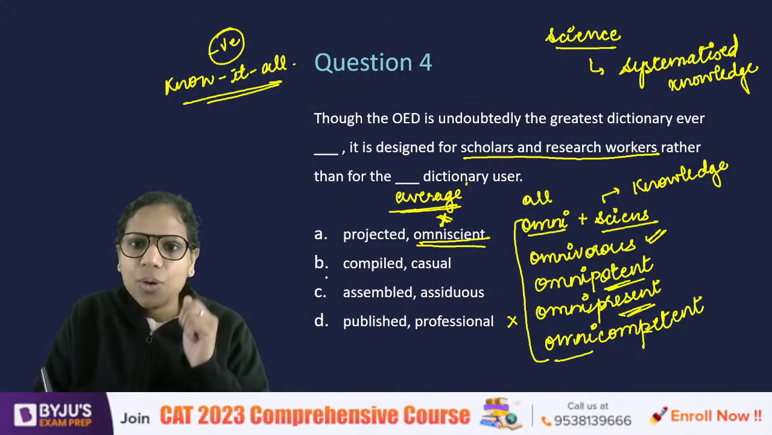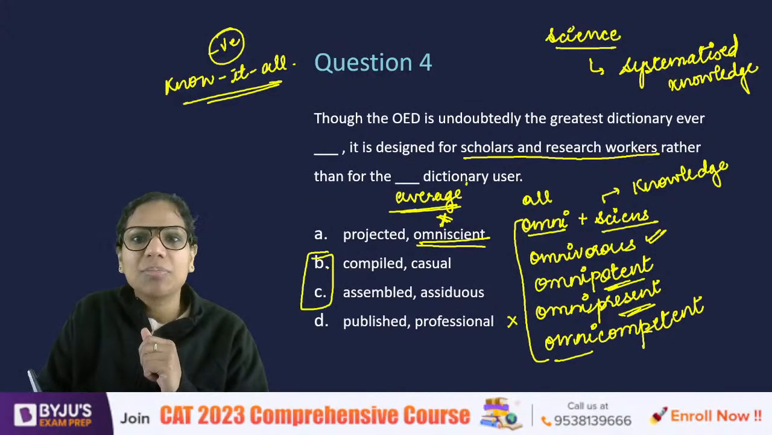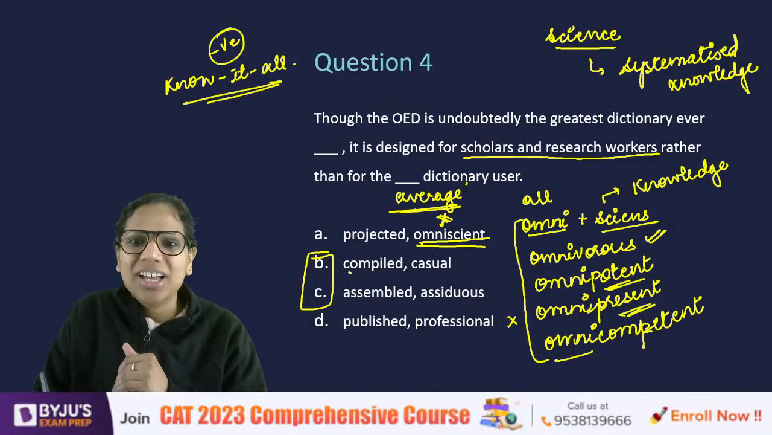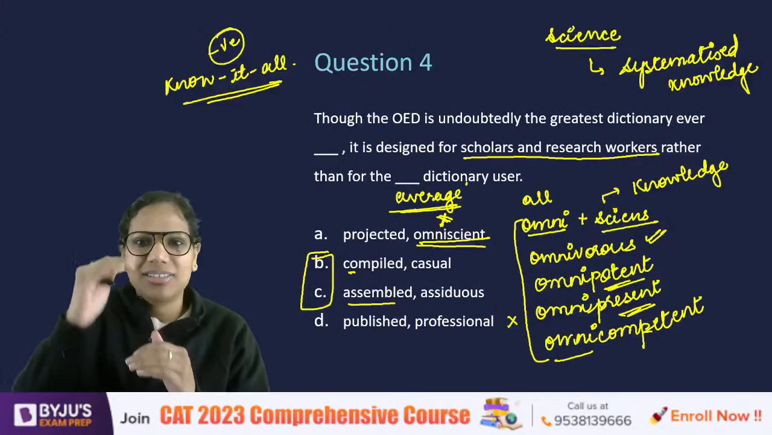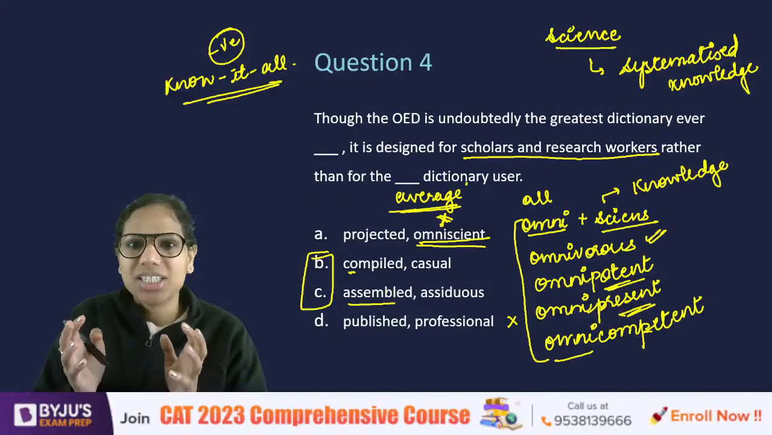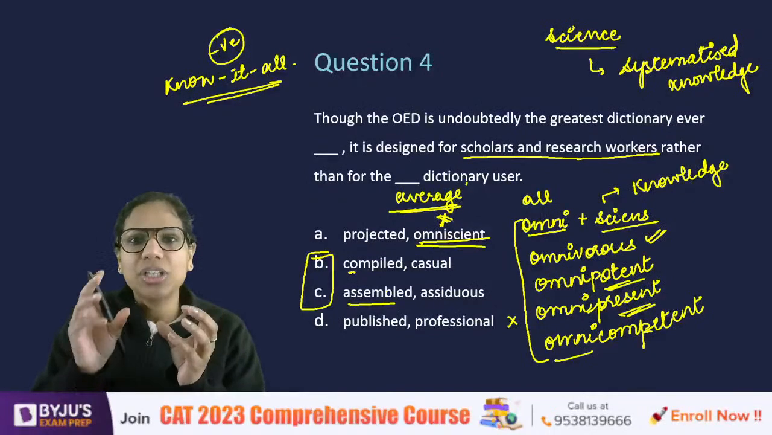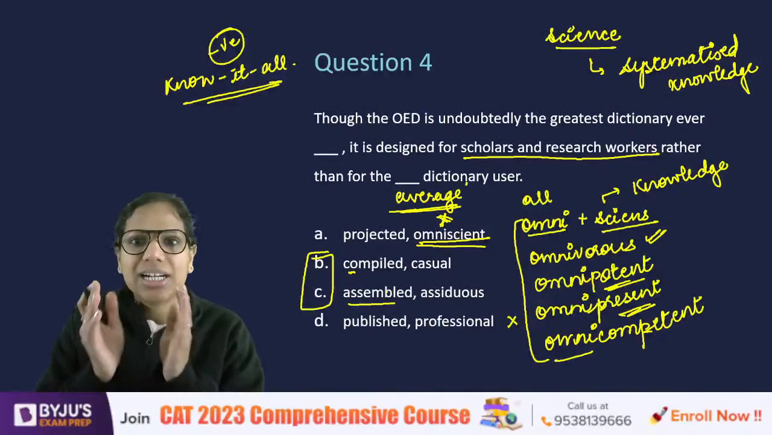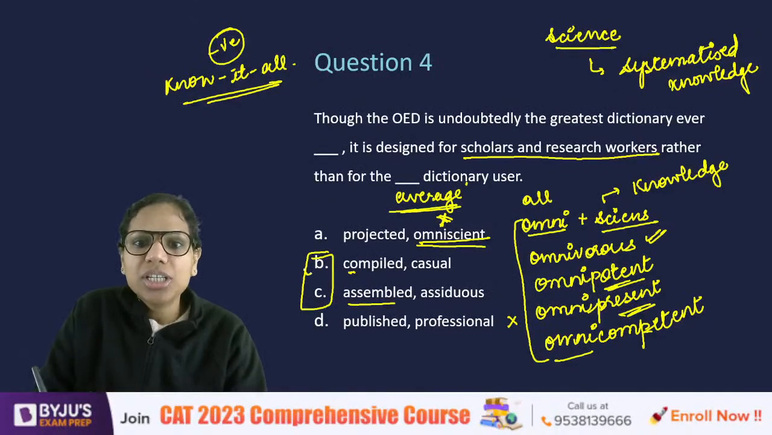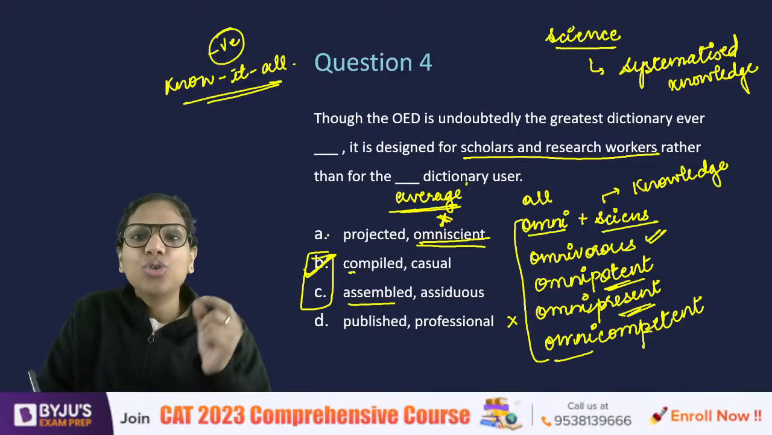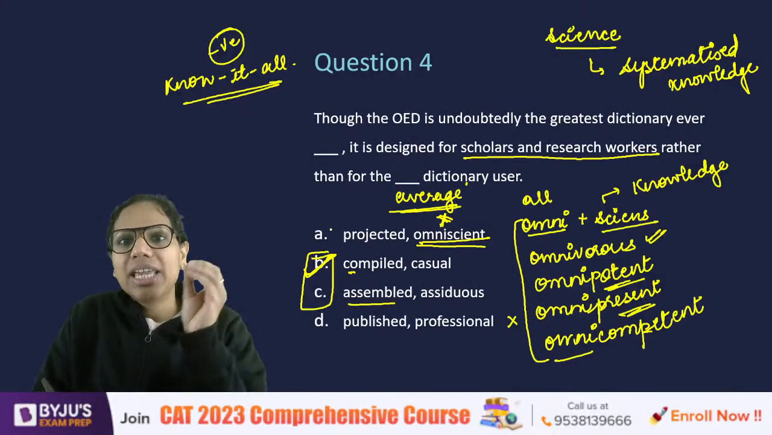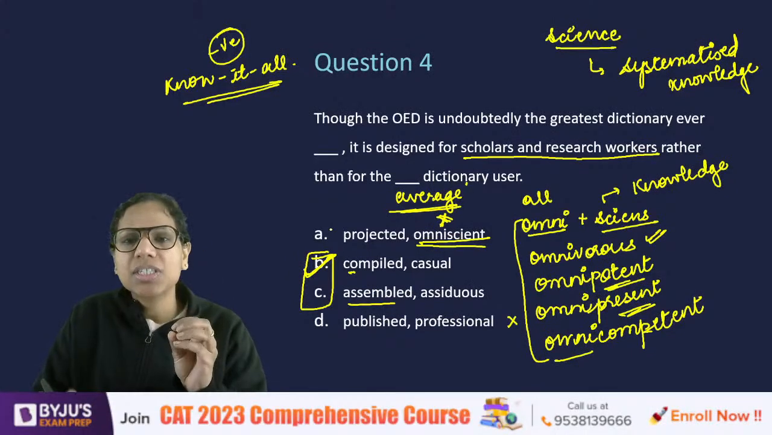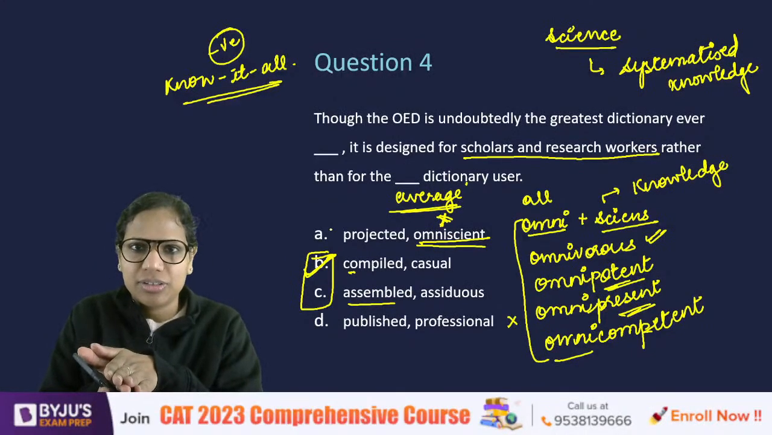Right, now assembled versus compiled. Forget casual, assiduous. A dictionary, is it assembled? Is it a computer? Is it a machine? Usually, something that has parts, machinery, that is assembled. So dictionaries are compiled. To compile something means to take something from various sources and then put it together, right?